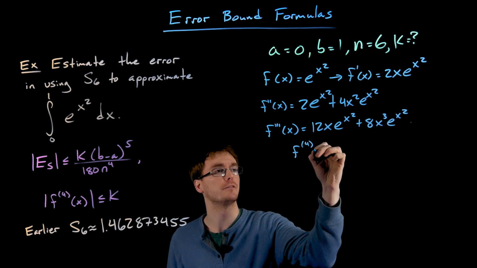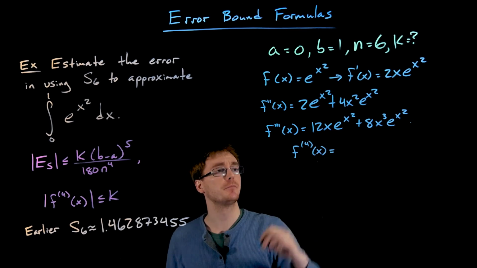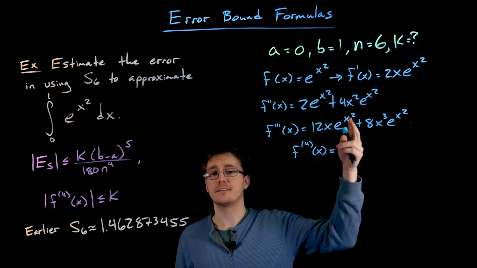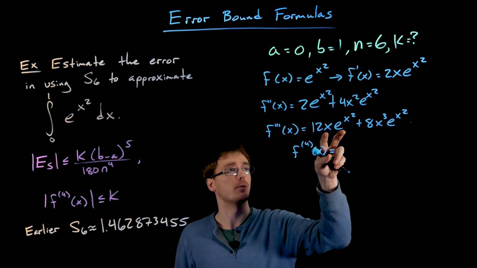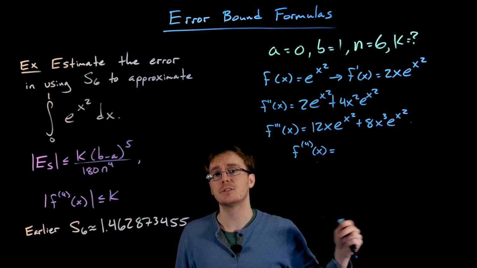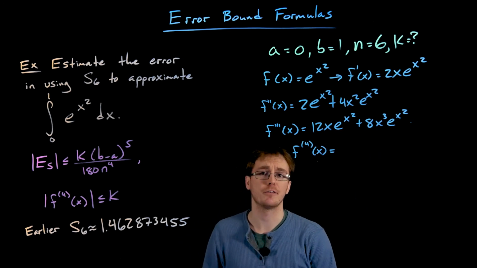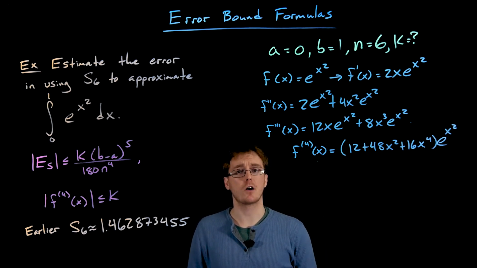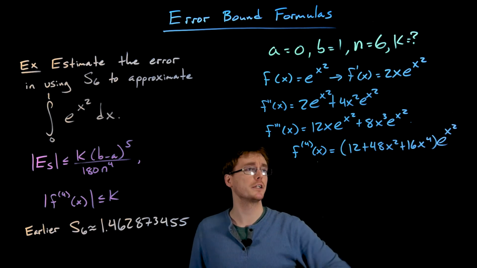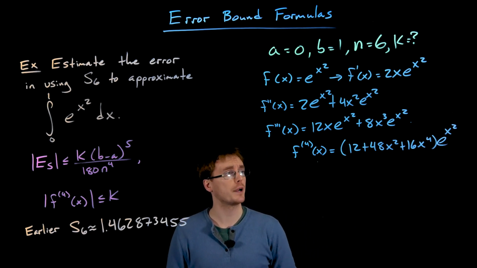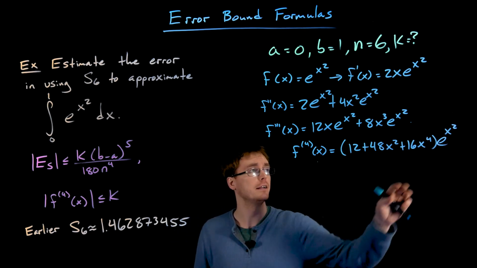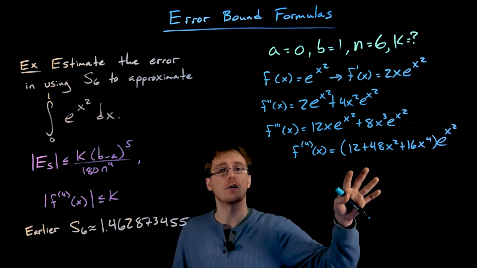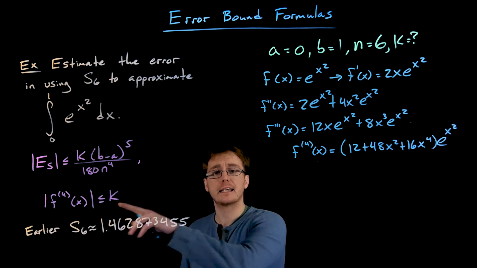Remember, this is where our derivative notation switches up a little bit. So the fourth derivative of our function is going to be found by taking the derivative of our third. So we're going to have to use the product rule with the chain rule 2 times, add all those terms together and simplify. And we end up seeing that our formula for the fourth derivative of our function of interest is going to be this quantity: 12 plus 48x squared plus 16x to the fourth, times e to the x squared. And so now we can use our fourth derivative to help us find our k value.